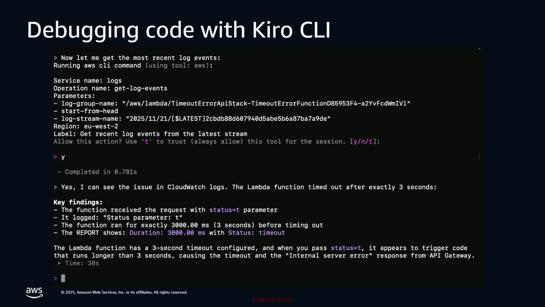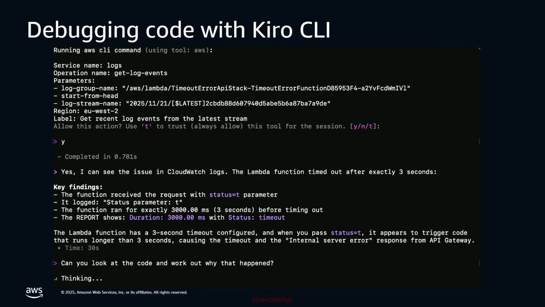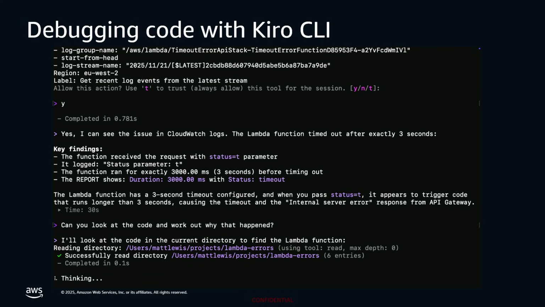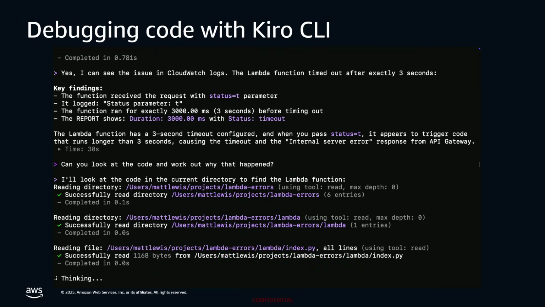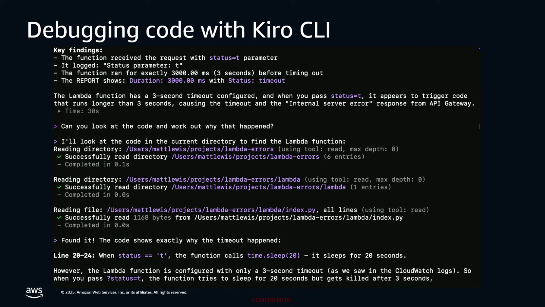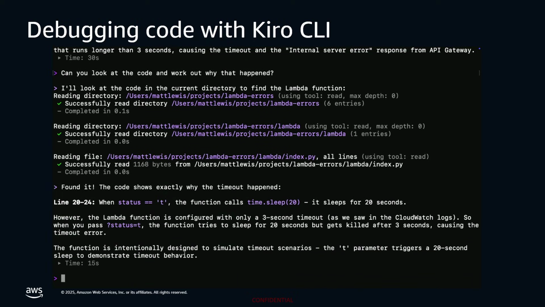But now I can just say to it, well, can you look at the code and work out why that may have happened? So now I can go and read the directory that it's in, and it can go and find out and say, well, actually, this is because, in this case, it's a contrived example, but it can see that it's this line of your code that is causing that timeout.